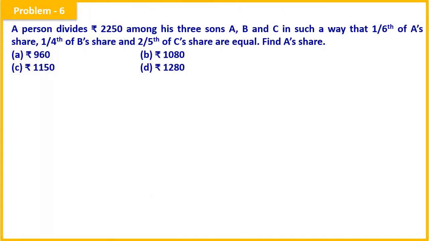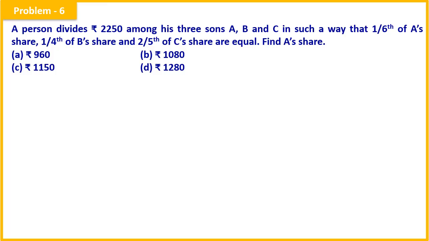Problem 6. A person divides rupees 2250 among his three sons A, B and C in such a way that 1/6 of A's share, 1/4 of B's share and 2/5 of C's share are equal. Find A's share. So let us say A is receiving A rupees, B is receiving B rupees and C is receiving C rupees.